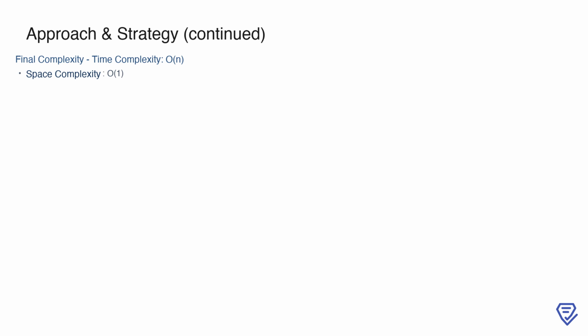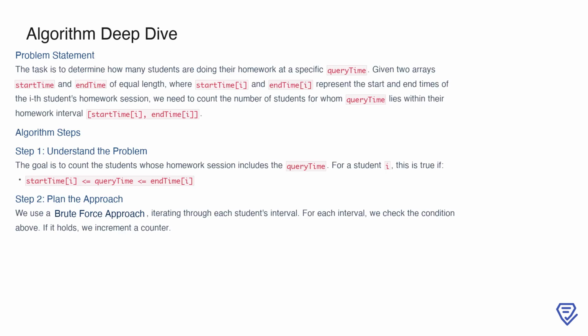To tackle this problem, we are tasked with determining how many students are actively doing their homework at a specific query time. We are given two arrays, startTime and endTime, of the same length. Each pair of values, startTime[i] and endTime[i], represents the time interval during which the ith student is working on their homework.